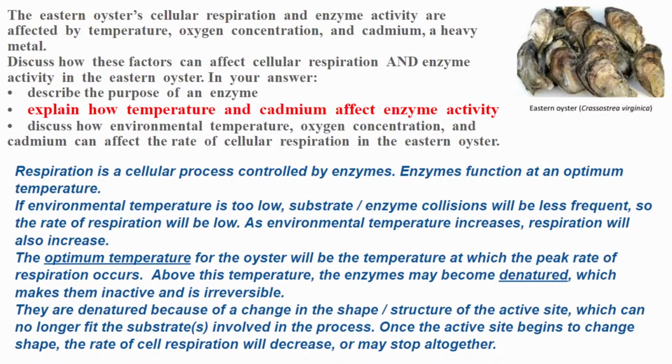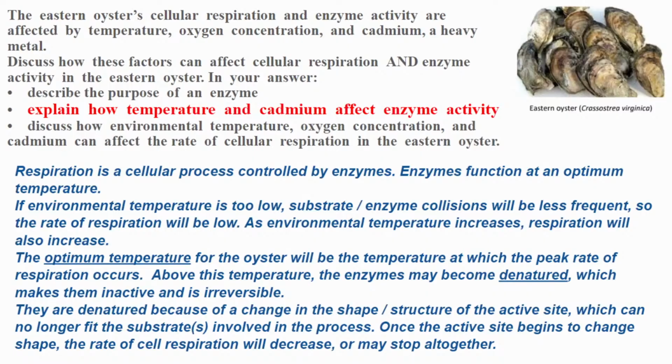The optimum temperature for our oyster will be the temperature at which the peak rate of respiration occurs, so where respiration is highest. Above this temperature, the enzymes may become denatured, which makes them inactive, and denaturation is irreversible. What it means is that denaturation will cause a change to the chemical bonds holding our enzyme together, and our enzyme may change or lose its shape, which will result in a loss of function.